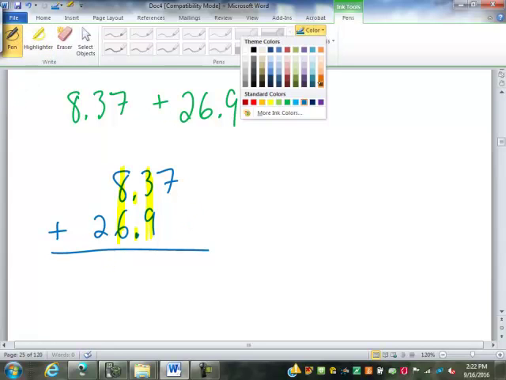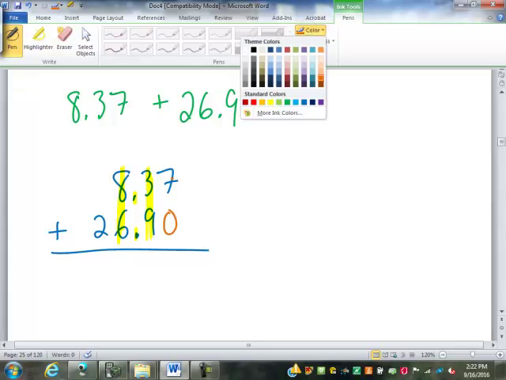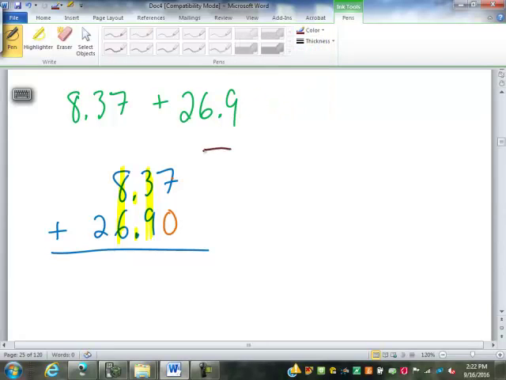Now, to make this workable, we should fill in that missing 0, so we have 0 hundredths to combine with our 7 hundredths. And then, of course, once we have that lined up, just like any other addition, we'll start on the right and work our way back. 7 and 0 makes 7. 3 plus 9 is 12. Now, if we were adding whole numbers, we would keep the 2 and carry the 1.